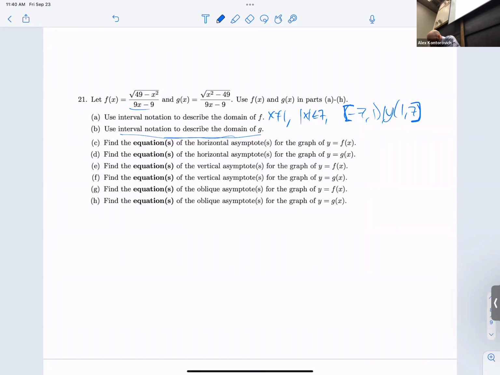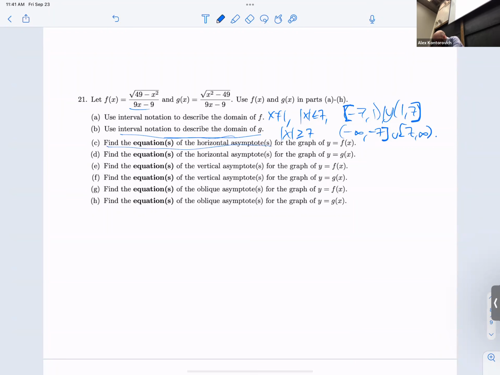Interval notation to describe the domain of G. Now I need this to be greater than 7. I need the square root of x squared minus 49 to exist. So I need x to be greater than 7, so I can get outside of 49 and negative 49. So absolute value of x has to be greater than or equal to 7. I still have a problem at 1, but 1 is no longer a concern. 1 is inside the region that's removed. So it's minus infinity up to negative 7, close bracket, union 7 out to infinity.